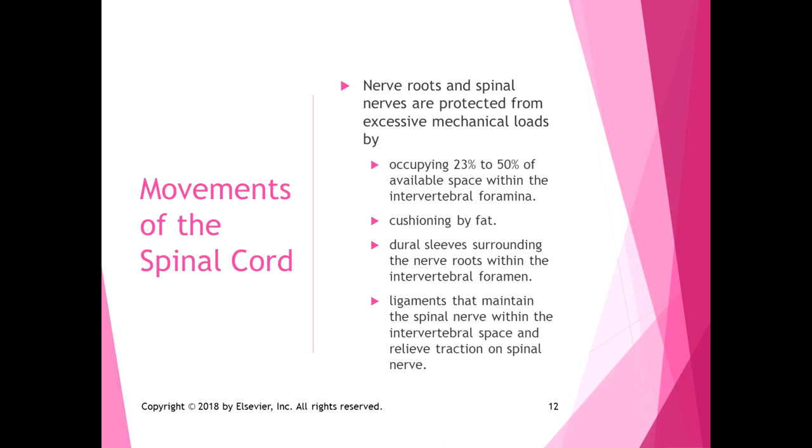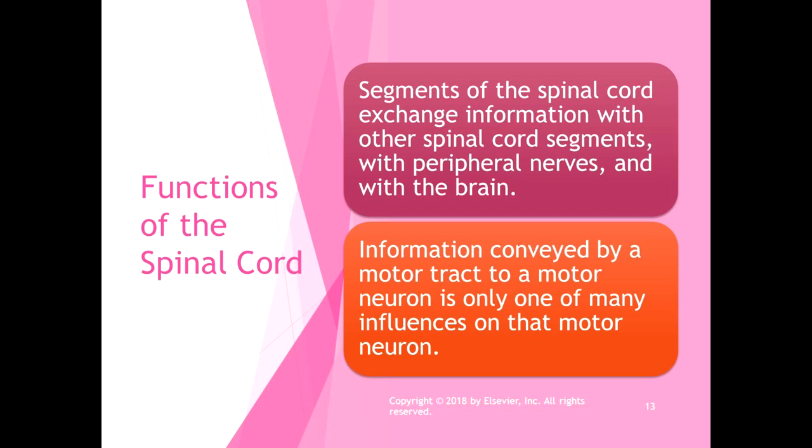The segments of the spinal cord exchange information with other spinal cord segments, with peripheral nerves, and with the brain. So information conveyed by a motor tract to a motor neuron is only one of the many influences on that motor neuron. So the spinal segments and other segments within the spinal cord are also influencing that motor neuron.